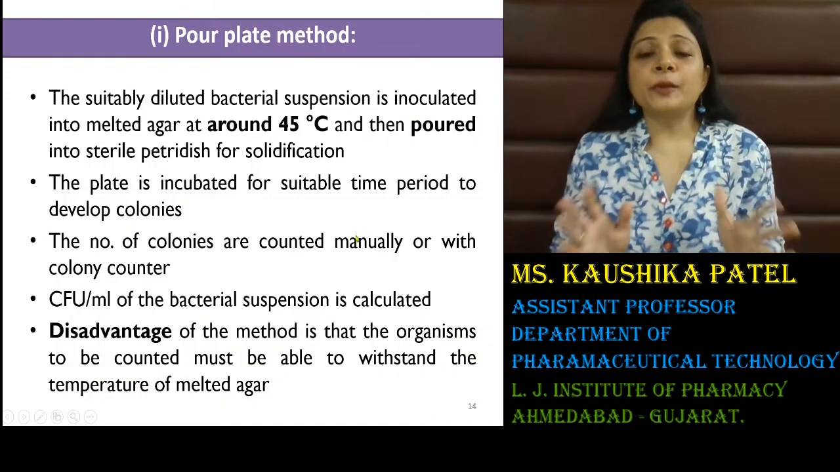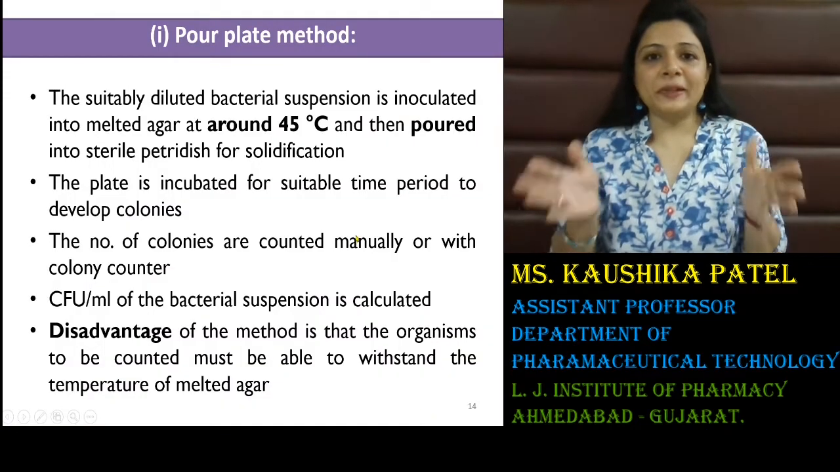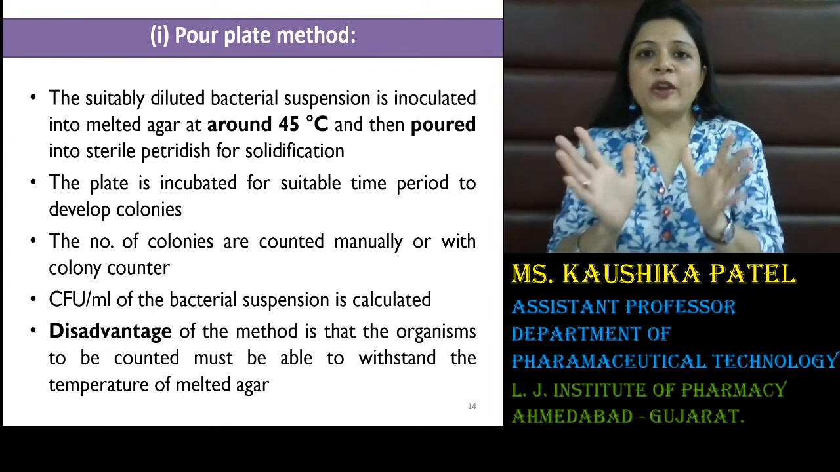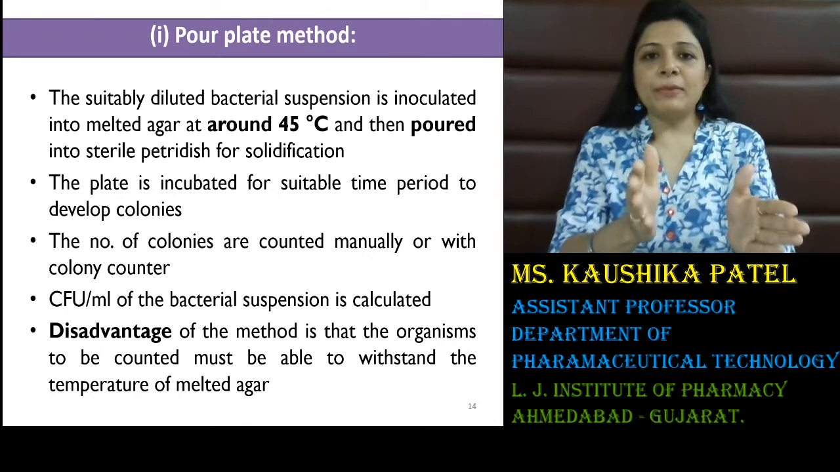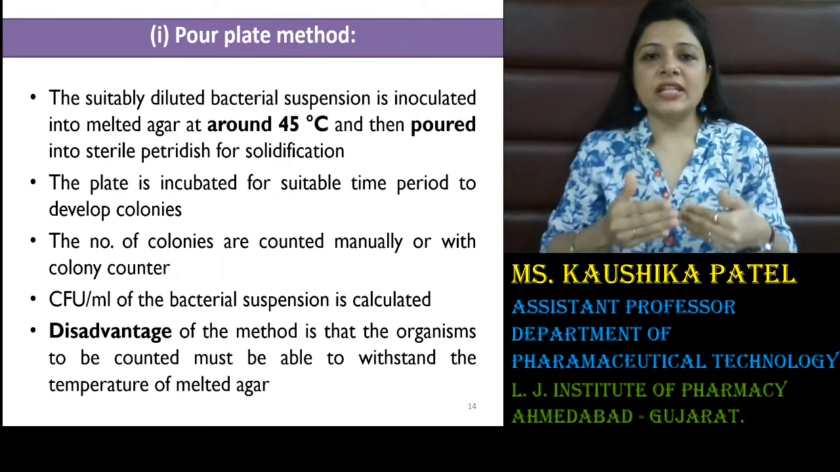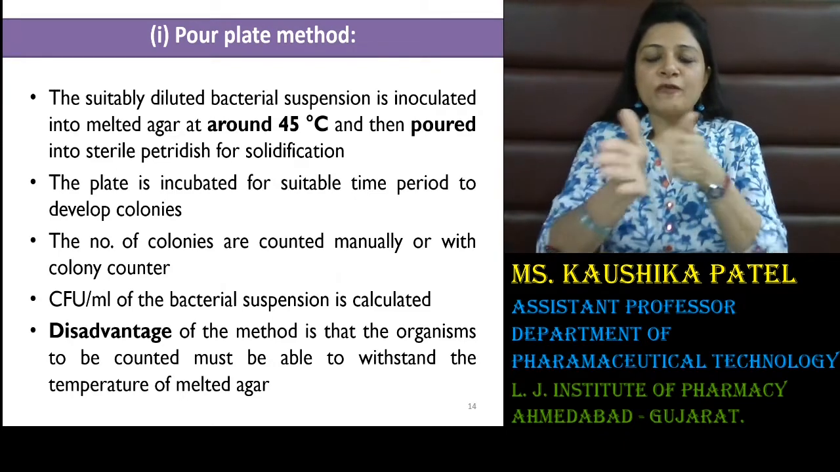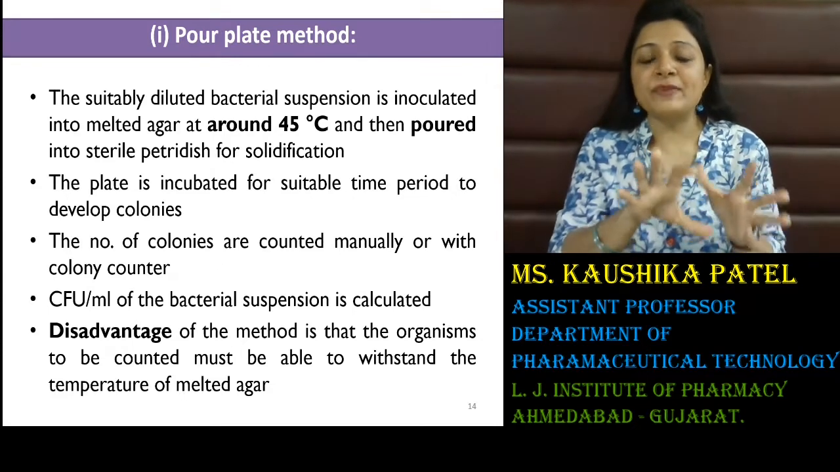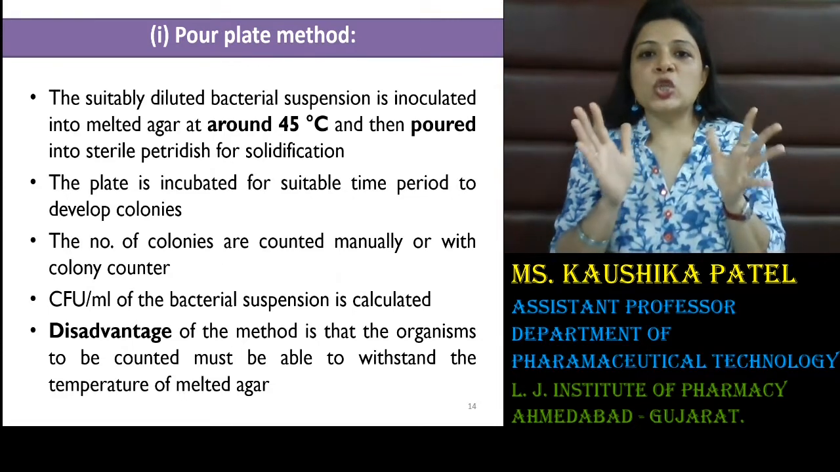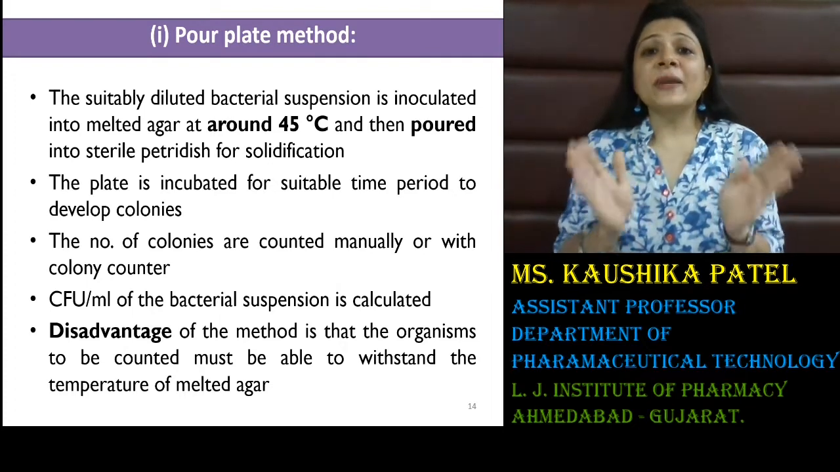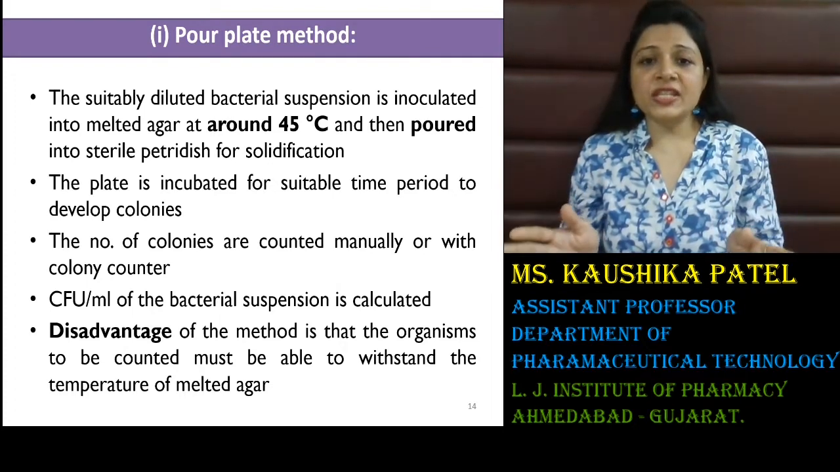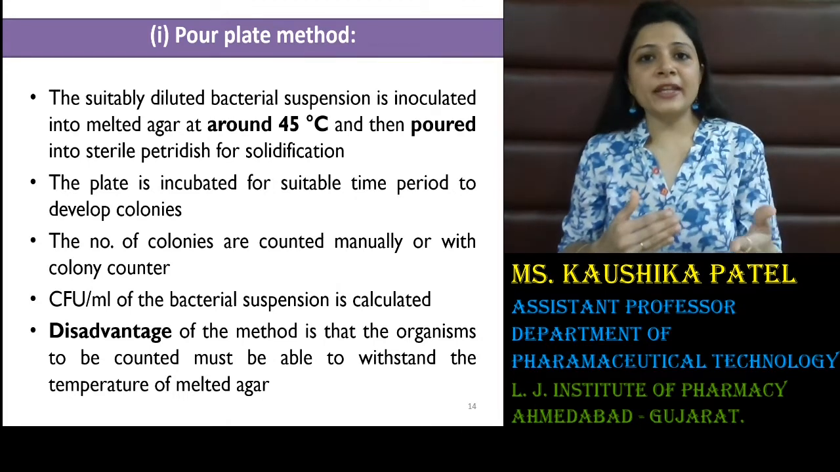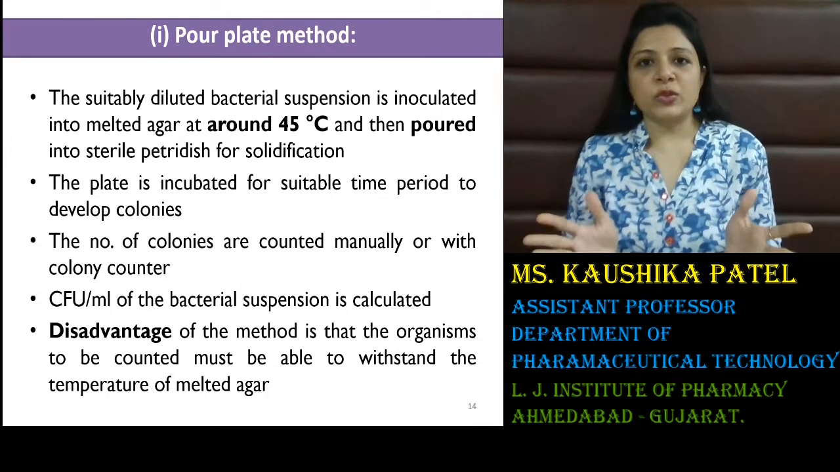So now the first method, pour plate method. What you have to do in pour plate method, you have to use liquefied melted nutrient agar. You have to inoculate the culture of bacterial sample into that at 45 degrees Celsius. You have to roll the tube. You have to pour it in the sterilized empty Petri plate. Allow that plate to solidify at room temperature. Incubate for 24 hours at 37 degrees Celsius. And then you have to count the number of colonies after 24 hours, either manually or by using electronic counter.